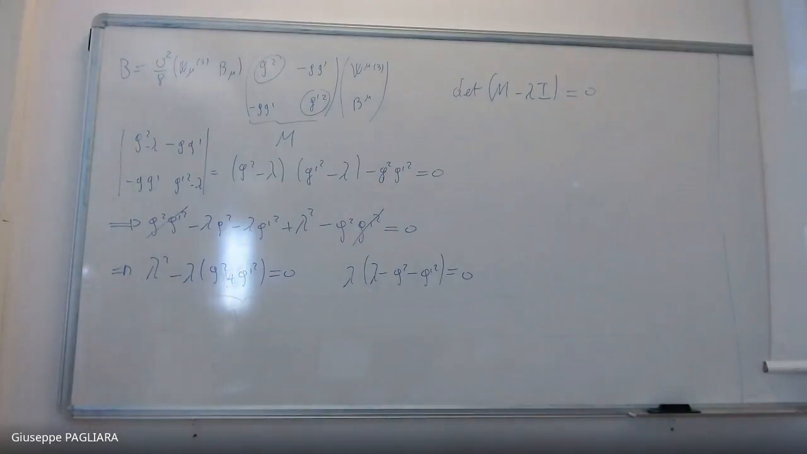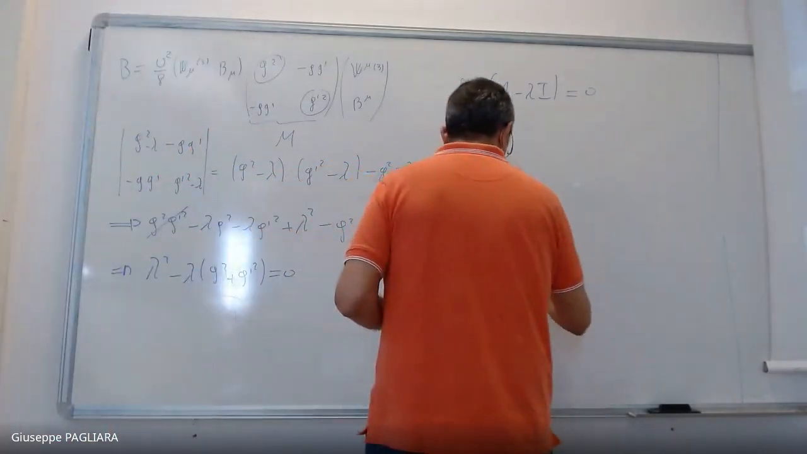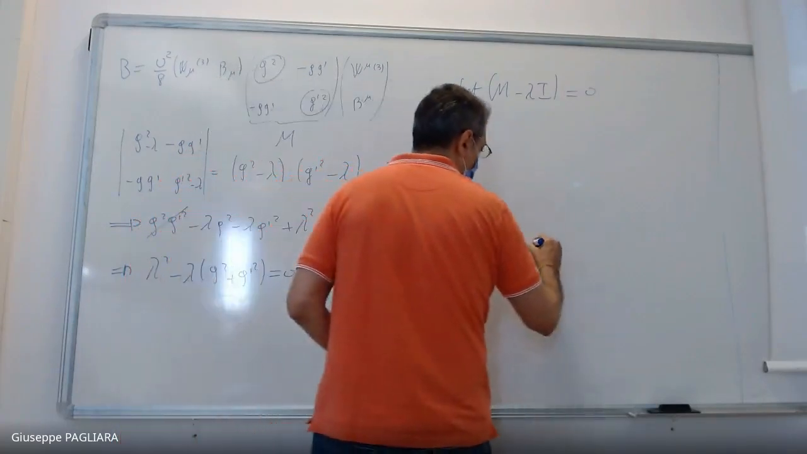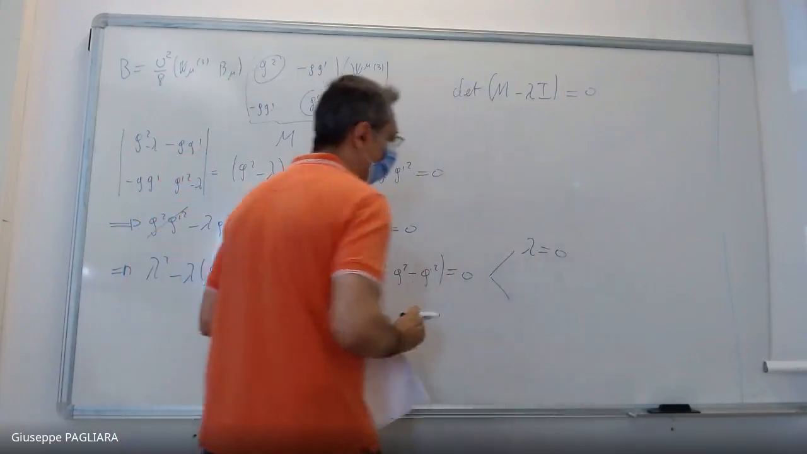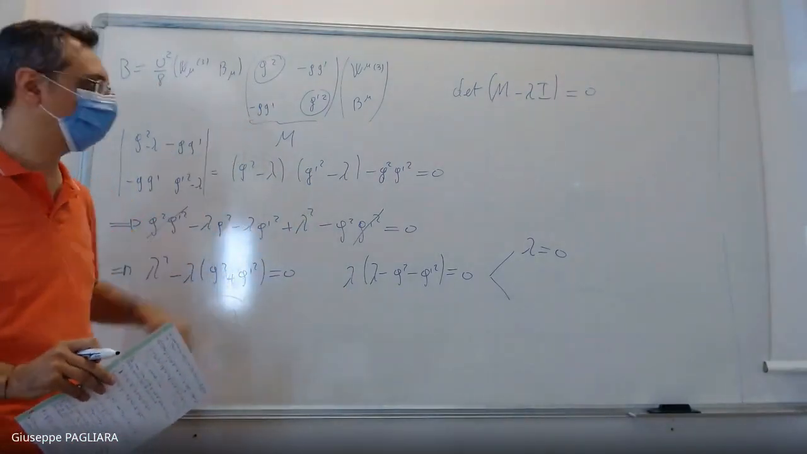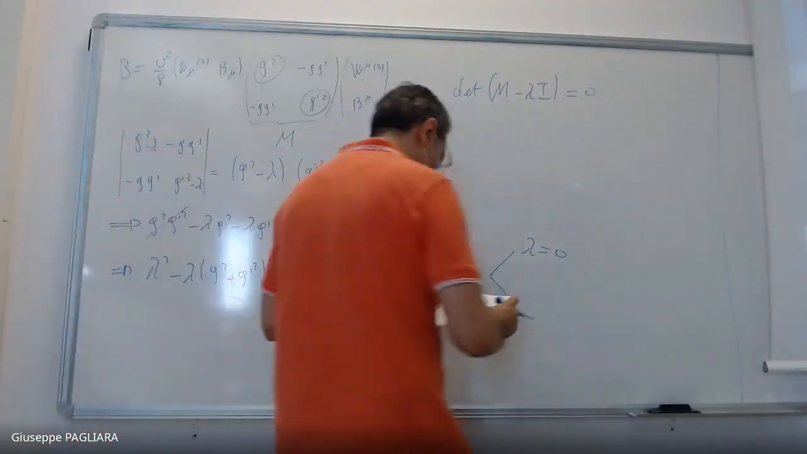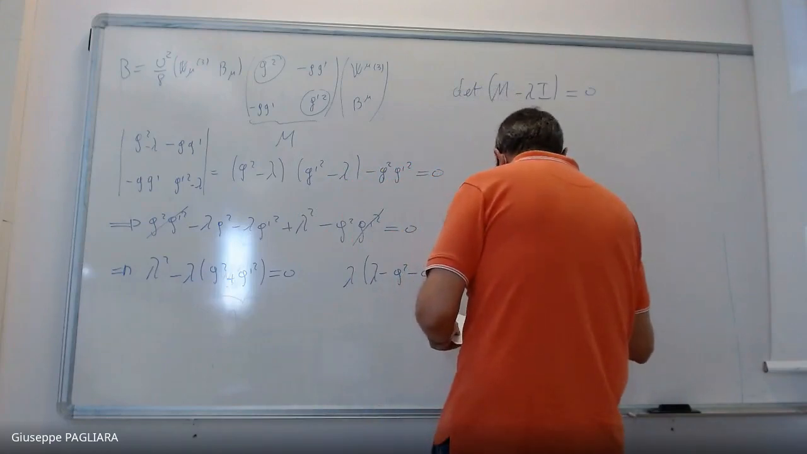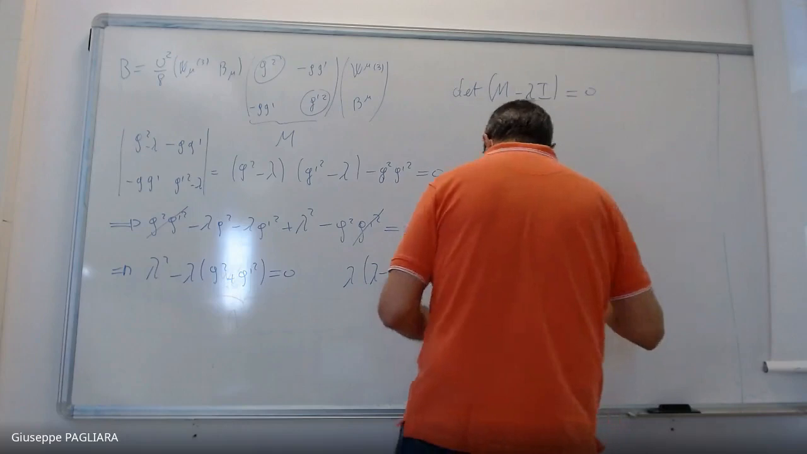And so we now have two real solutions, right? This is a second order equation. One solution is where lambda is vanishing. Lambda is the eigenvalue, nothing to do with the lambda in the Lagrangian, okay? The other solution is where lambda is equal to g squared plus g prime squared.